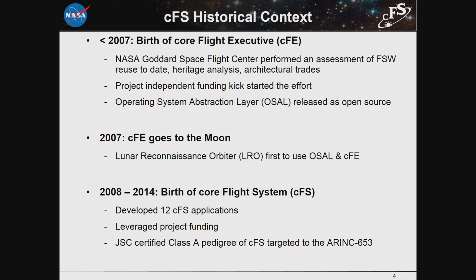So we had the core flight executive. Then at this point, we developed 12 applications, and we had also lost some of the project-independent funding. So a lot of that was done leveraging projects, so we could mature things to be reusable, but you can only do that incrementally, and so it was over a long time. And we had also shared it with Johnson, and they had done a Class A certification on the ARINC 653, and they've actually fed a lot of the artifacts back into it.